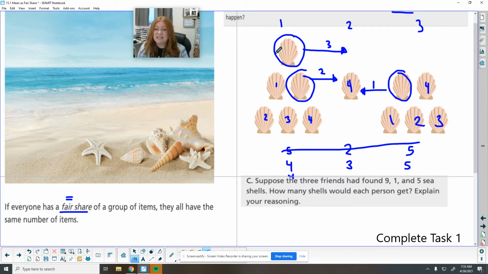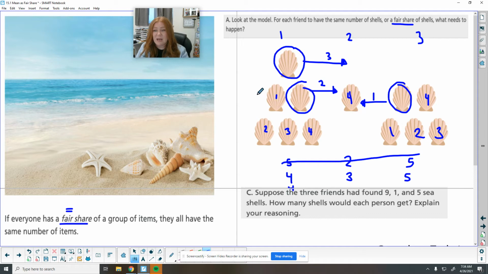So the person that had 6 needs to give 2 to the person with 1. And the person with 1 needs to give 1 to the person that only had 1. Now they all have 4, 4, and 4 seashells. So another way I can think about that is I can see how many total shells did we have. So here's 6 plus 1 is 7, plus 5 more was 12. They had a total of 12 shells. How many friends wanted to share them? 3 friends. So 12 divided by 3, they each got a fair share of 4 shells.